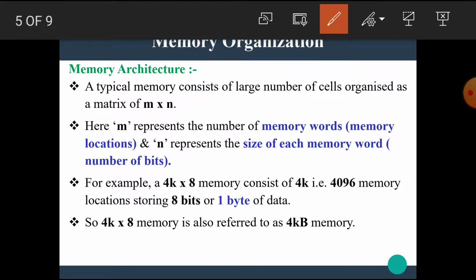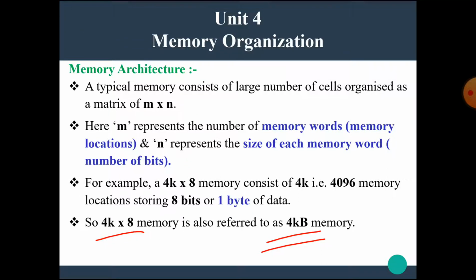Let's see one example here. For example, a 4K by 8 memory consists of 4K, that is 4096 memory locations, storing 8 bits or 1 byte of data. That means 4K is the number of locations and 8 is the size of the data. That means it is 8 bits, or we can say it is 1 byte of data. So a 4K by 8 memory is also referred to as a 4 kilobyte memory. I hope you all understand what is meant by M by N.